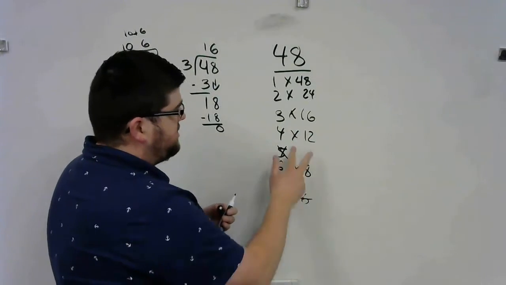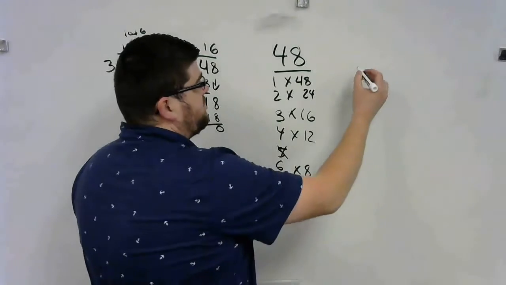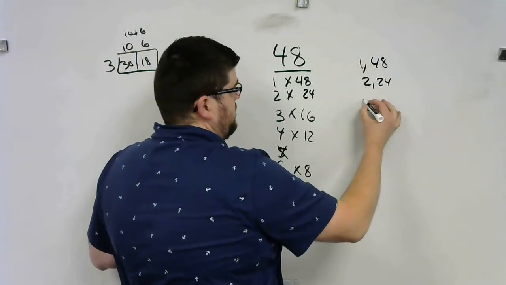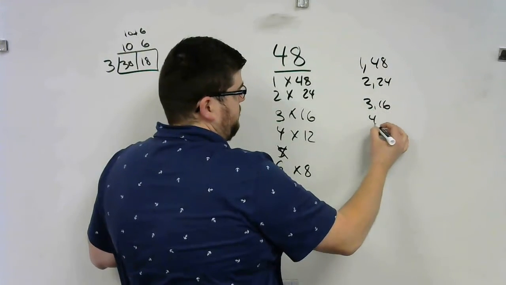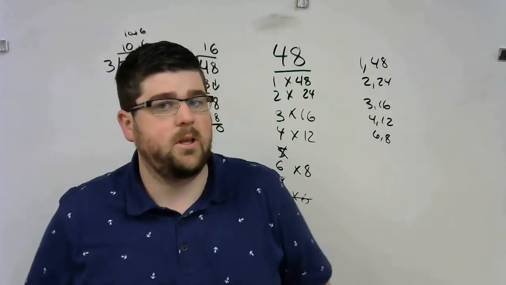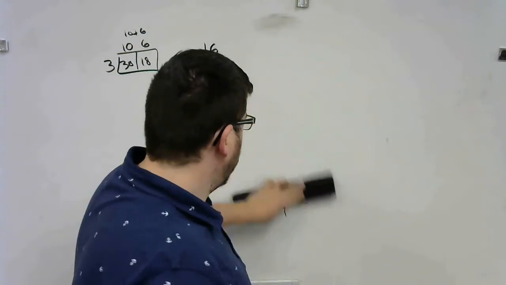We could go through and keep listing it, but we would just come up with those ones, but flipped over. So that means the factors of 48 are 1 and 48, 2 and 24, 3 and 16, 4 and 12, and then 6 and 8. And those are your factors of 48. Let's try 2 more.